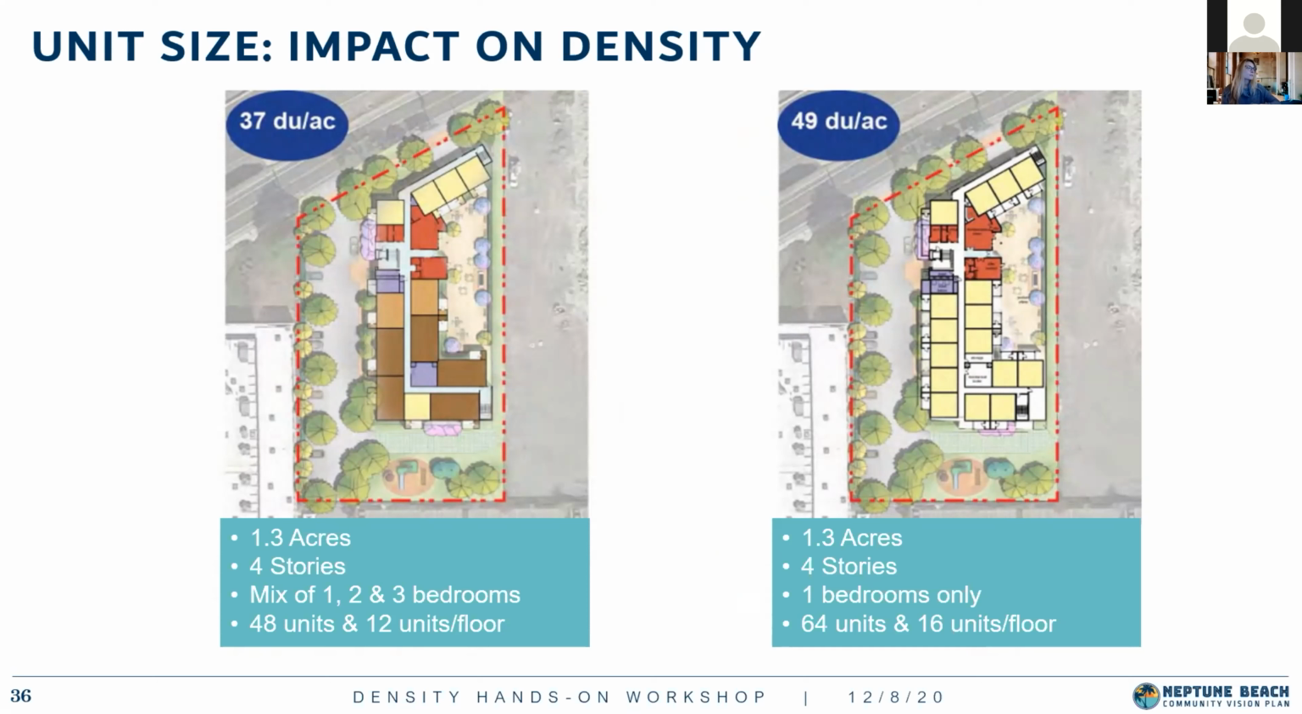So a lot of times what we say with density is if you're trying to get some smaller, more affordable units, you have to be careful what your density maximum is, because that could inadvertently create a situation where developers are going to provide a lot more bigger units because they can't surpass that density threshold. It's not necessarily something we would see in Neptune Beach, but just so you all understand the concept.